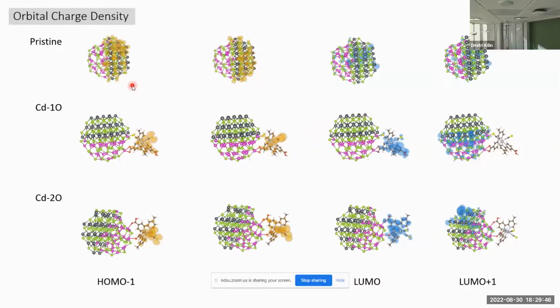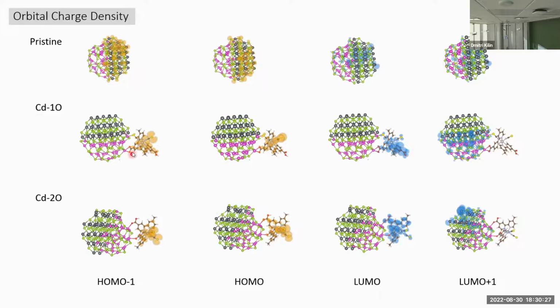This is the orbital charge density, and for the pristine, this is HOMO-1, and this one is HOMO, then LUMO, LUMO+1. And for the pristine or intrinsic case, we see that the HOMO charge density is mainly localized on the cadmium selenide surface. And the LUMO is also spreading over the cadmium selenide, more on the cadmium selenide surface. And for the LUMO+1, we can see the charge is localized on both the lead and cadmium.